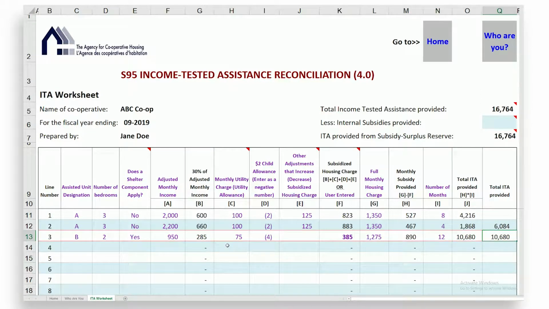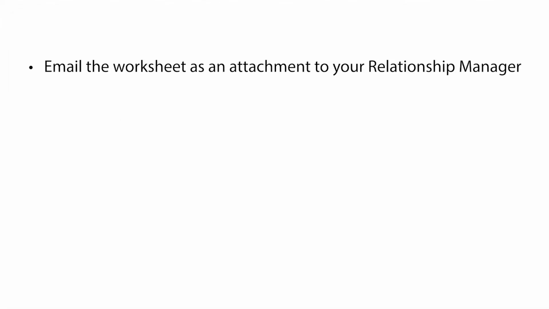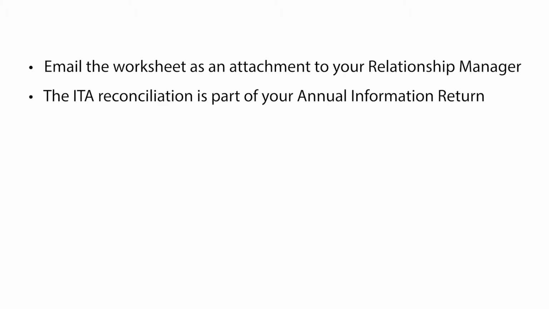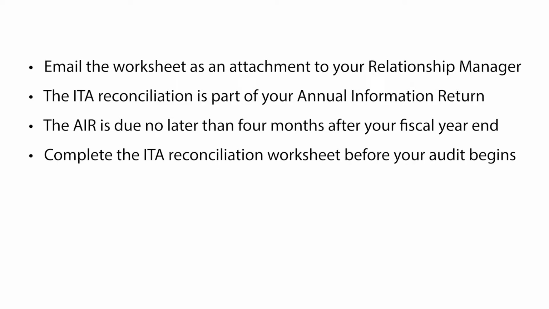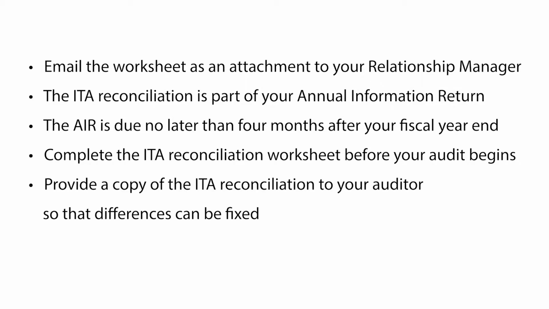Once you've finished entering all the units, you're ready to send a copy of the worksheet to the agency. Email the worksheet as an attachment to your relationship manager. The Section 95 ITA reconciliation is part of your co-op's annual information return, which is due no later than 4 months after your fiscal year end. It is very important that the ITA reconciliation is completed before the audit, and it should be provided to the auditor so that any differences can be fixed before the audit is complete.